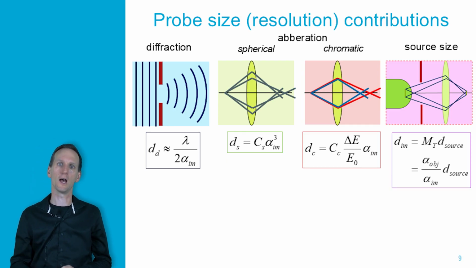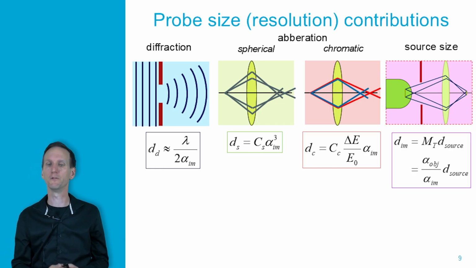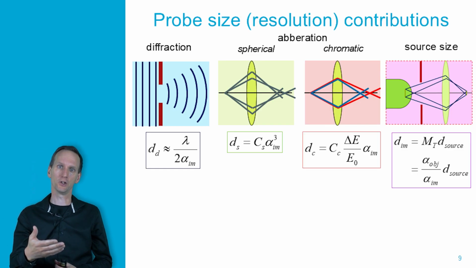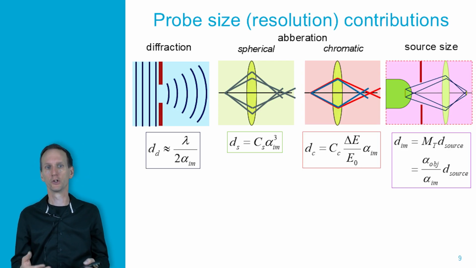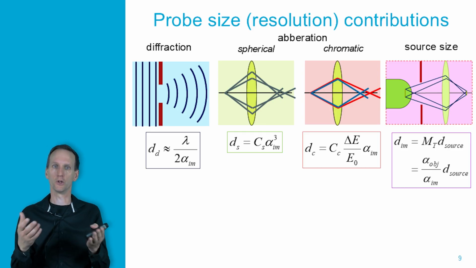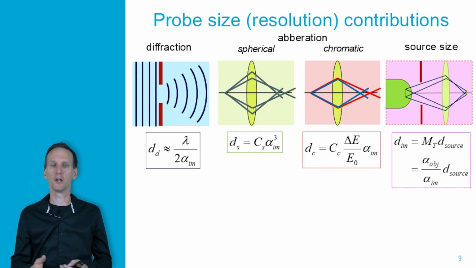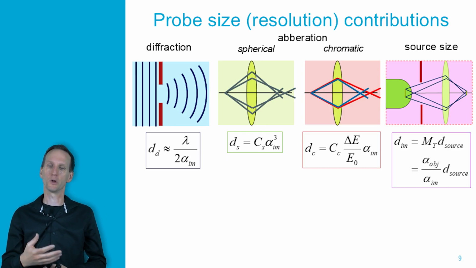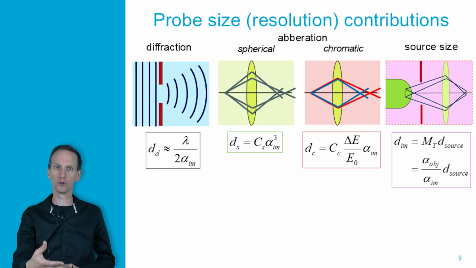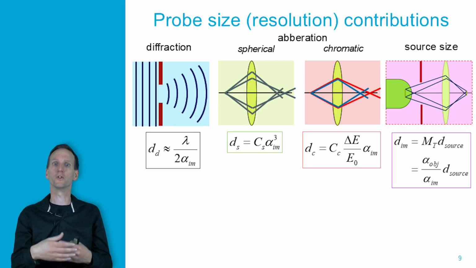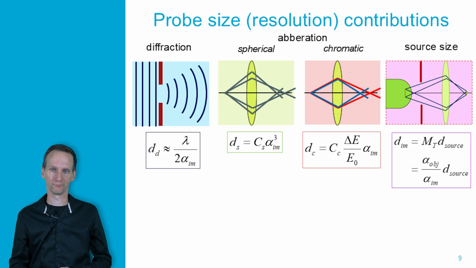Then finally we have the contribution of the source size. This is simply given by the magnification of the electron microscope system, or better, demagnification, times the virtual source size. And the magnification factor, of course, also depends on the opening angles of the system. It's the object plane opening angle divided by the image plane opening angle. So again, we see that the source size contribution decreases if we increase the opening angle of the beam.